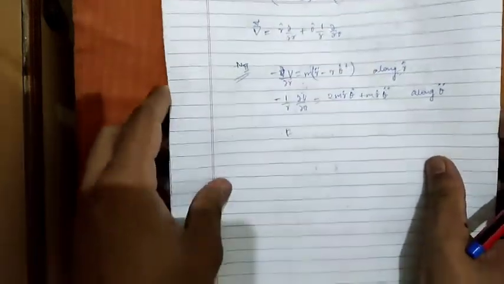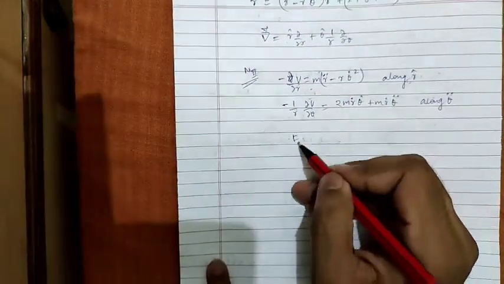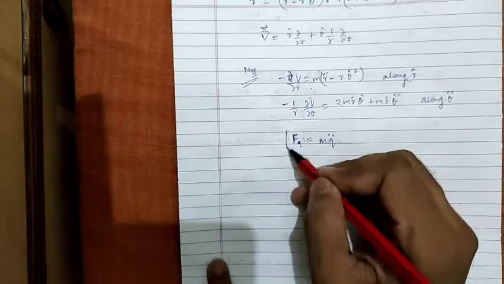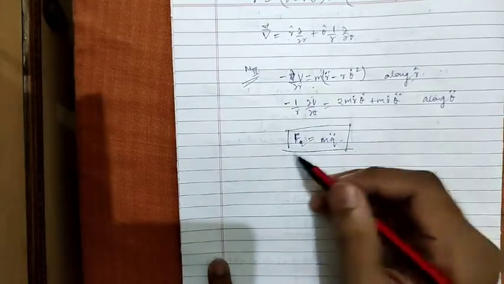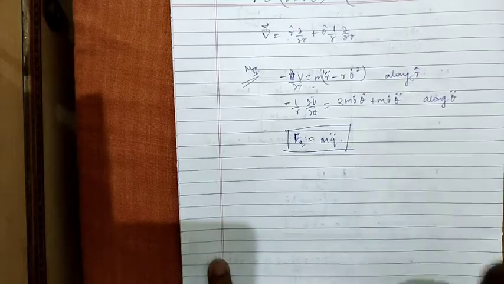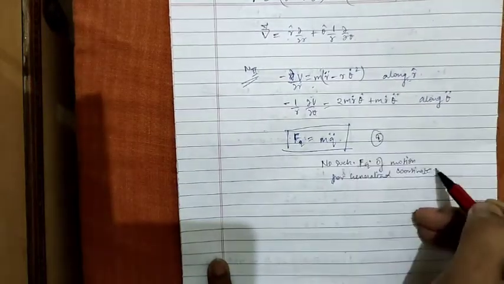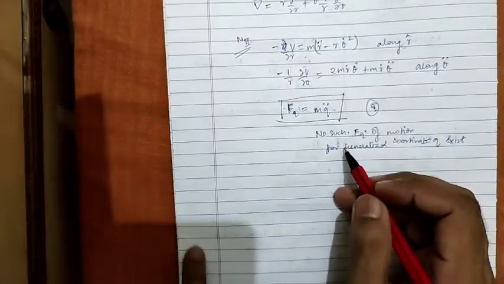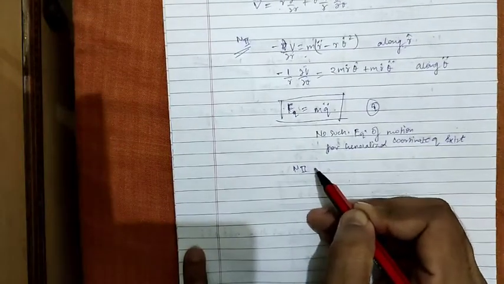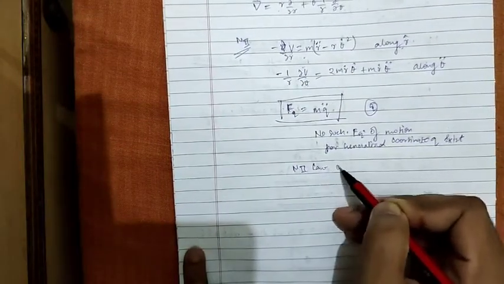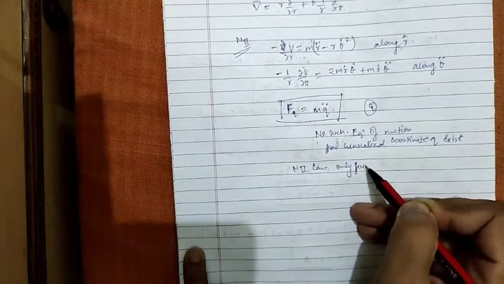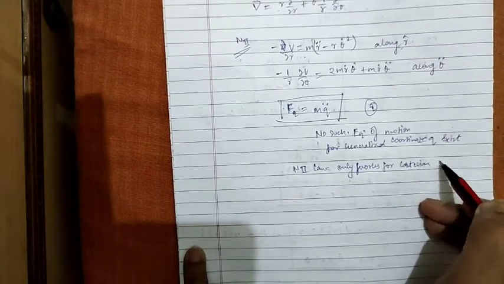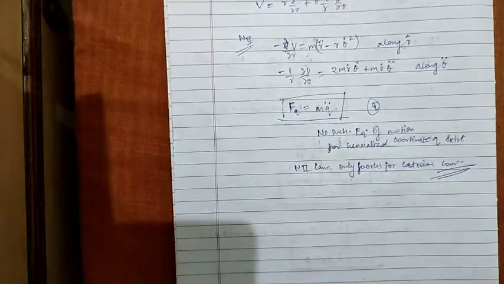So from here we can say that a force in any generalized coordinate q system equal to m q double dot, this type of thing doesn't exist. No such equation of motion for a generalized coordinate, let's say q, exists. Which implies that Newton's second law only works for Cartesian coordinates. Thank you.